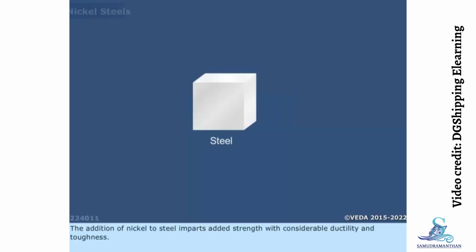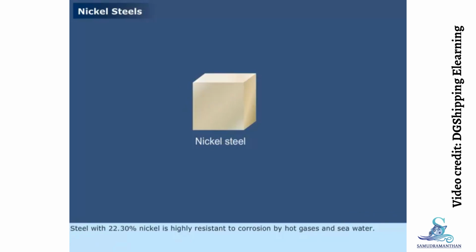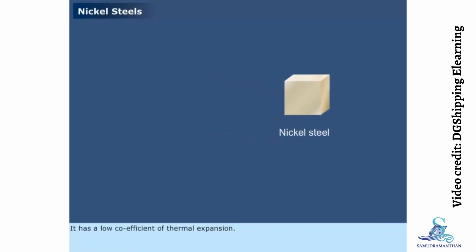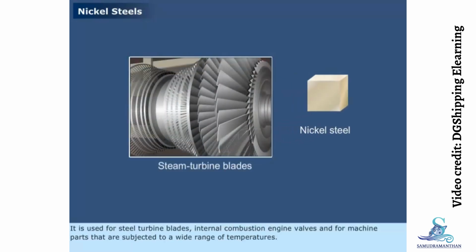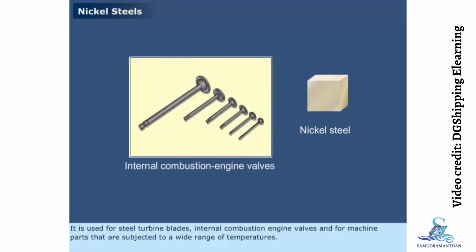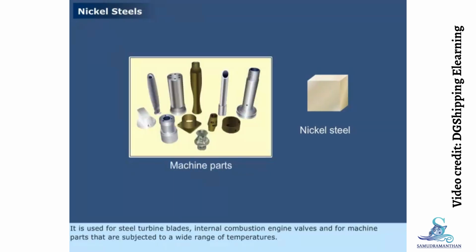Topic 6. Alloy steels. The addition of nickel to steel imparts added strength with considerable ductility and toughness. Steel with 22.3% nickel is highly resistant to corrosion by hot gases and seawater. It has a low coefficient of thermal expansion. It is used for steel turbine blades, internal combustion engine valves, and for machine parts that are subjected to a wide range of temperatures.